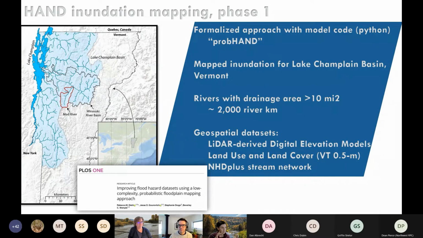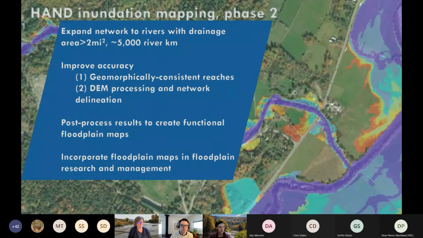And so we carried this phase 1 out, and then quickly moved on to phase 2, which is version 1, and now we're moving into version 2, in part in response to the FFI, or Functioning Floodplain Initiative. For this, we're expanding the network to rivers with a drainage area greater than 2 square miles. So we've more than doubled the area that we're working in. So now it's about 5,000 river kilometers we're working to map.